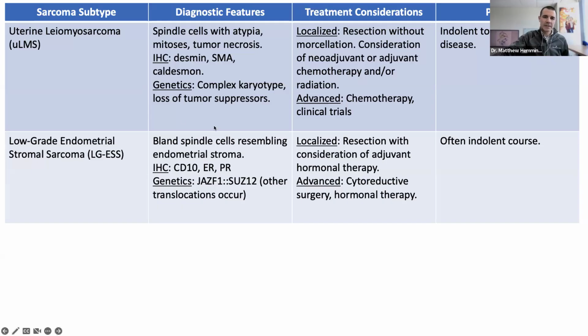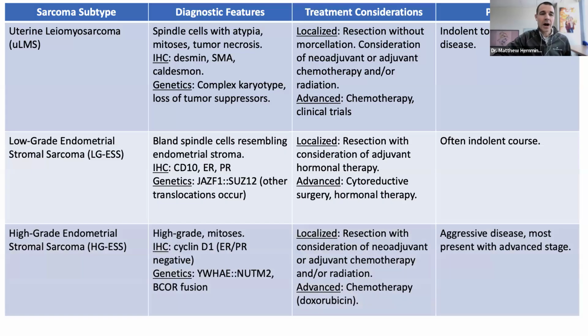For treatment of localized disease, typically there's resection of the tumor with consideration of hormonal therapy given after surgery. And for advanced disease, sometimes aggressive surgery is still considered, as well as hormonal therapy. And this low-grade disease often has an indolent course, meaning that even with metastatic spread of this cancer, it is slowly growing, and people can do well for a very long time with advanced disease.